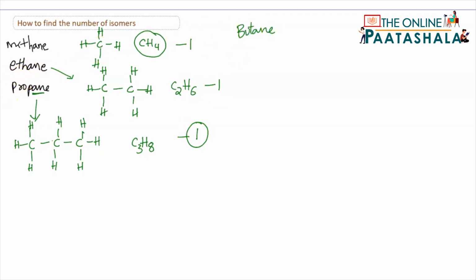Butane means what? Four carbons, right? Carbon, carbon, carbon, carbon. So how will you write it? Hydrogen, hydrogen, hydrogen, and so on, hydrogens on every carbon. Now we have to find out the butane isomers.